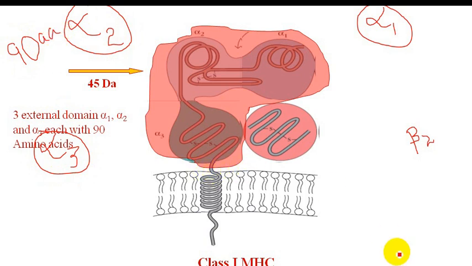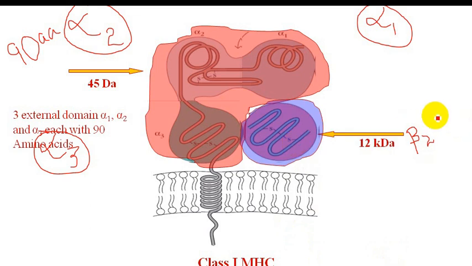Now let's focus on the missing fragment. The missing fragment or the one which comes later is this 12 kilodalton fragment. This 12 kilodalton fragment is known as beta 2 microglobulin, and this beta 2 microglobulin fragment is very similar to the alpha 3 domain or this alpha 3 fragment.